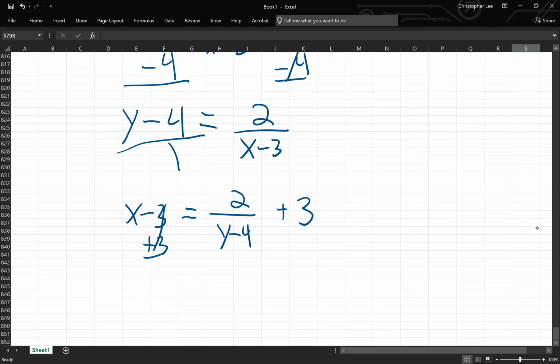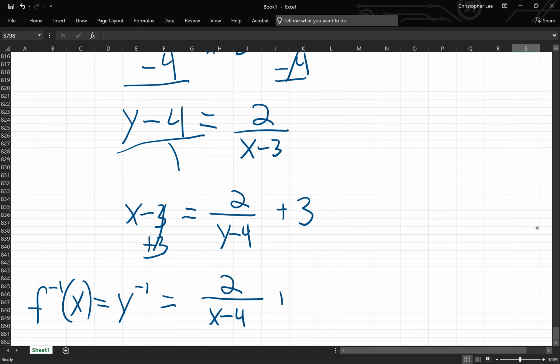Swap them. So the y inverse, or f inverse of x, whatever you want to call it, is going to be equal to 2 over x minus 4, plus 3. That's my answer.